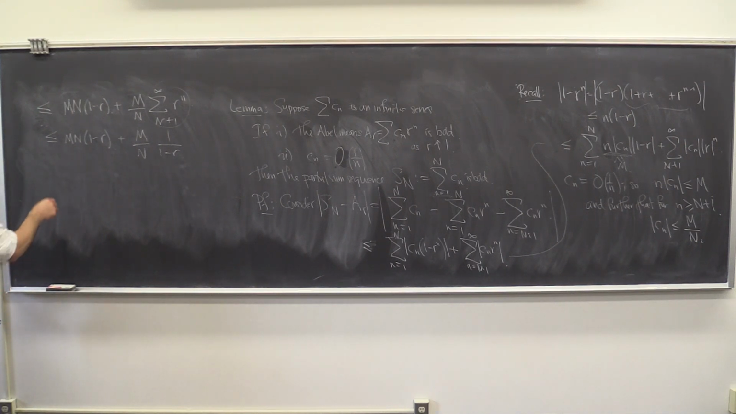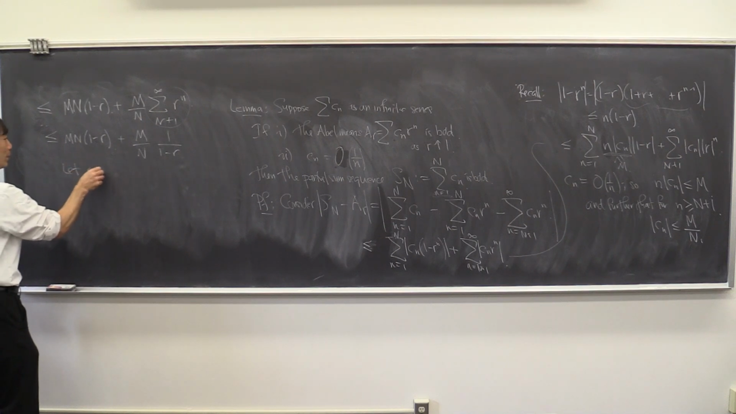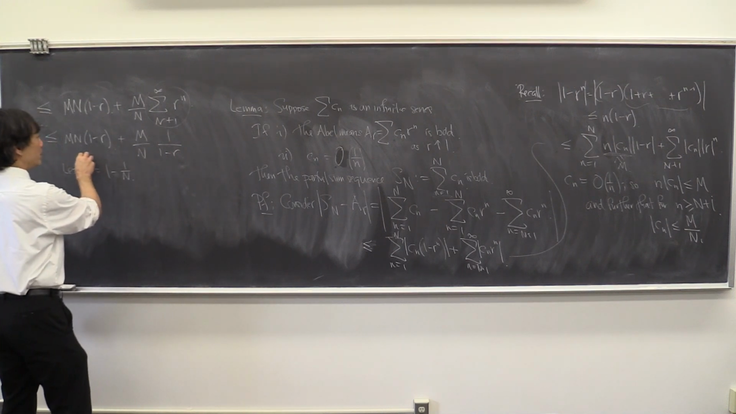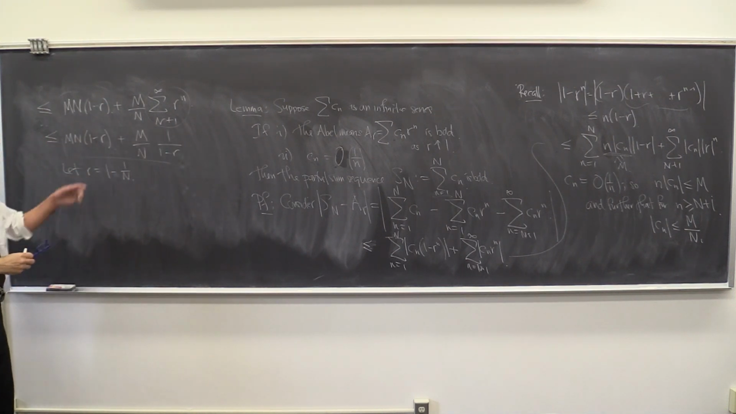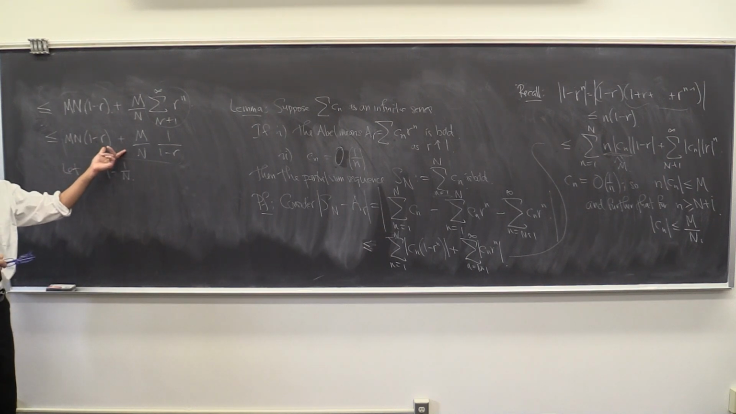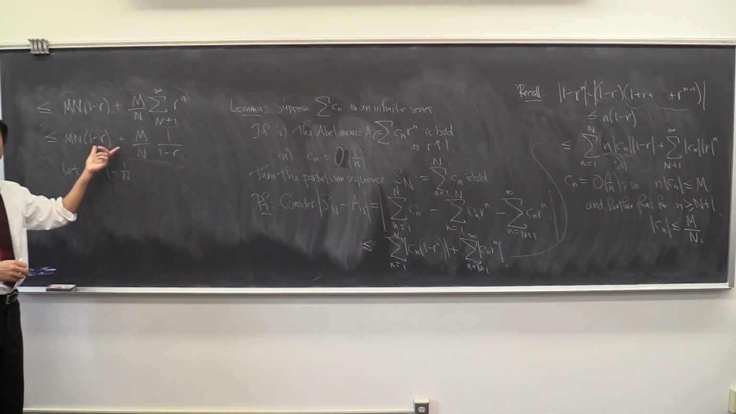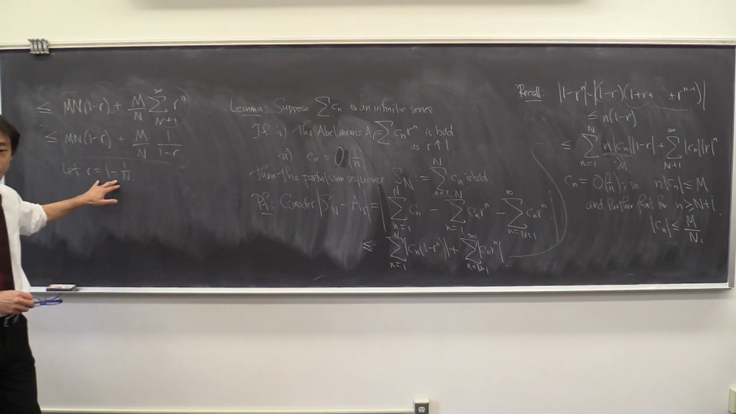Okay. At this point, we say let r be 1 minus 1 over M, capital M. That may seem like some sort of trick, but the reason you do that is because you look at this expression and you say, for what r is this smallest? So you go back to calculus and say minimize this expression for r. And it turns out that when r is 1 minus 1 over M, you get the smallest number. So that's where this comes from.